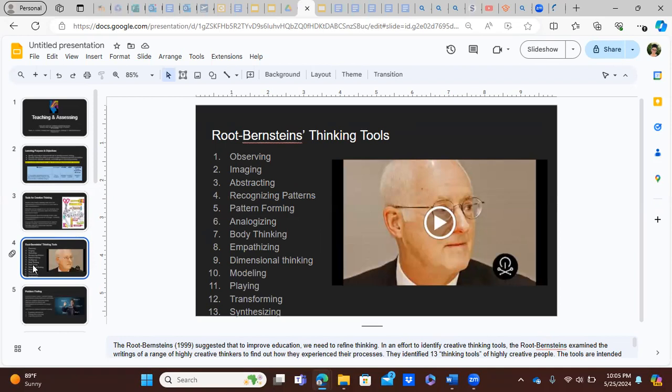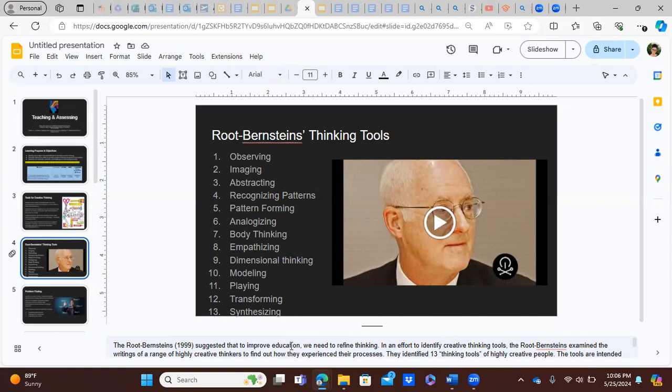So first we want to talk about Root-Bernstein's, and that is not a punctuation error. This is a husband-wife team and a research team. And they have suggested that to improve education, we need to refine thinking. In an effort to identify creative thinking tools, the Root-Bernsteins examined the writings of a range of highly creative thinkers to find out how they experienced their processes.